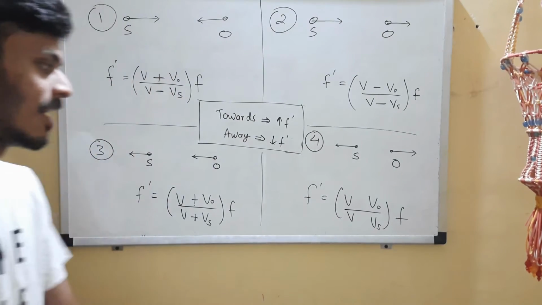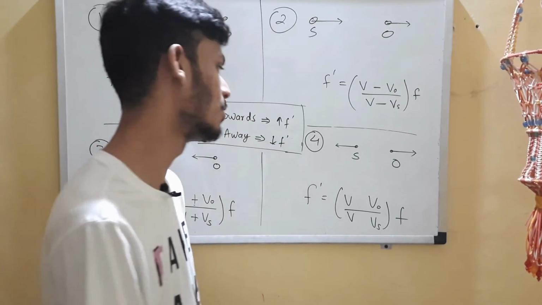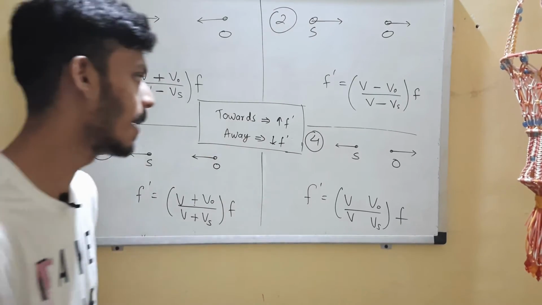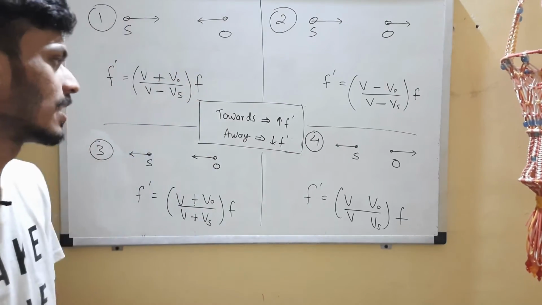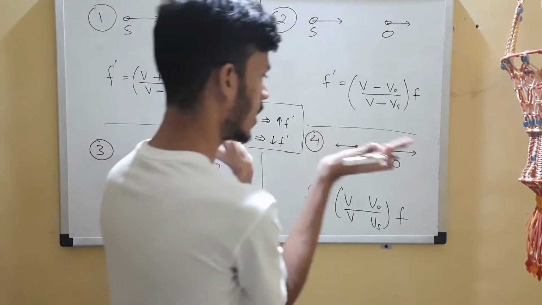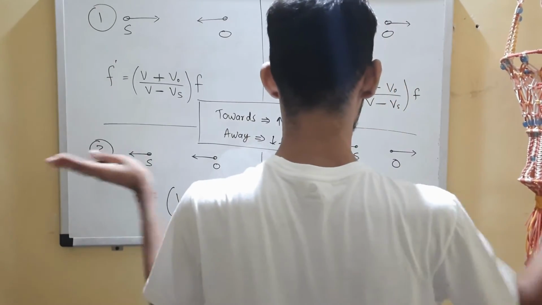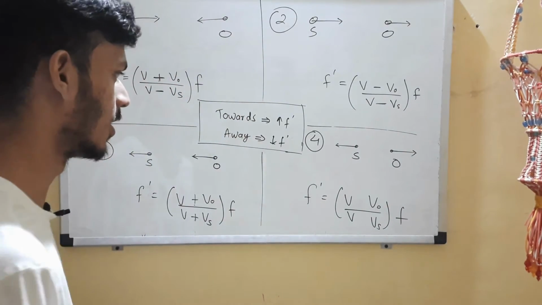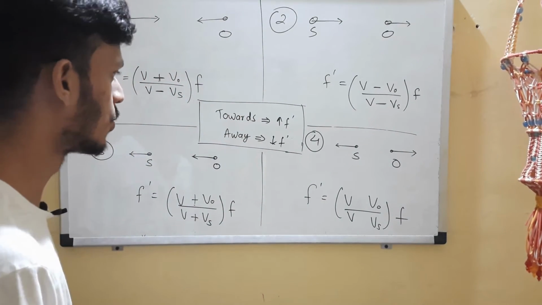Even you can try it over here. Now you should be able to do this. You can pause the video over here and try it. Okay, let's come to this case. In this case, you can see that the source is moving away from the observer and the observer is also moving away from the source. They are parting away from each other. So the source is moving away.